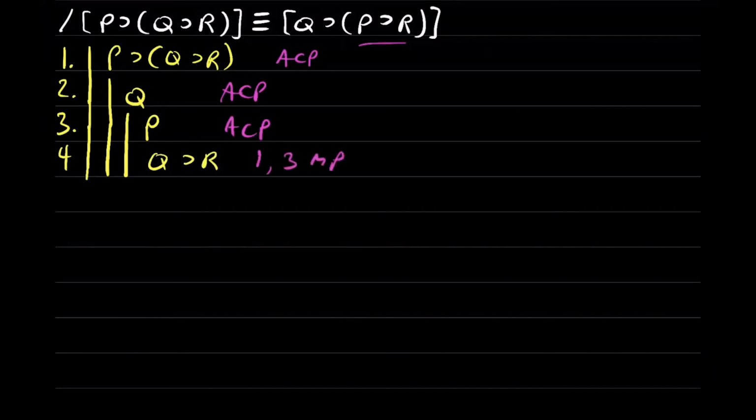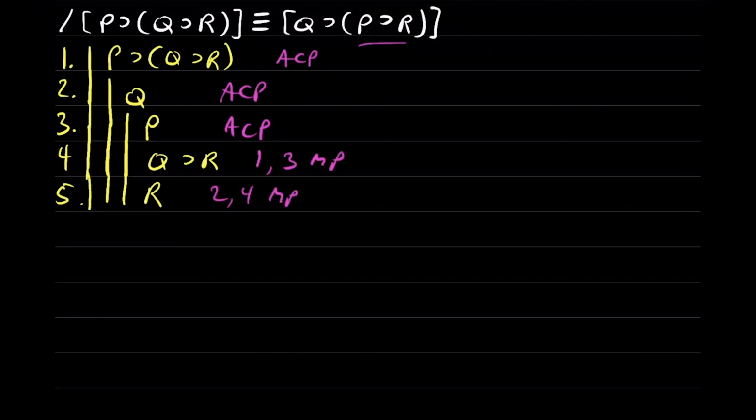And once you have Q implies R, you can get R because we have Q on line 2. So line R, we'll get R on line 5. That's going to follow from line 2 and 4 by modus ponens. Here you have to be really careful though.